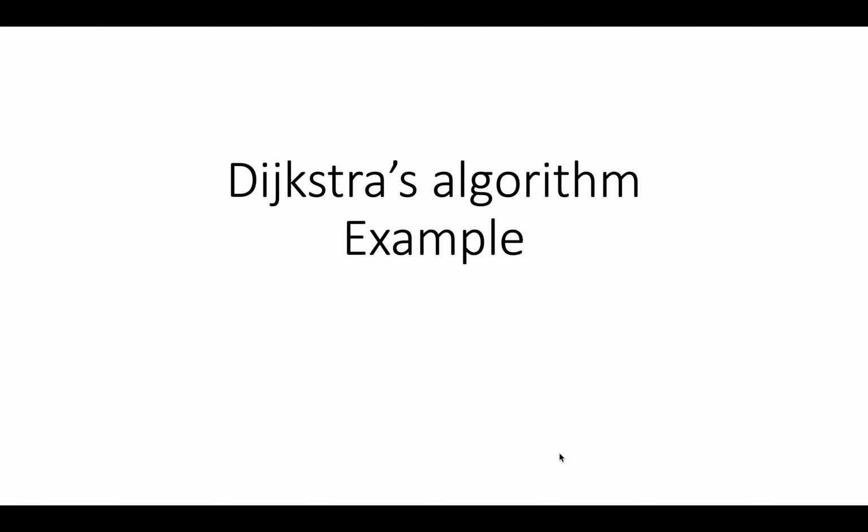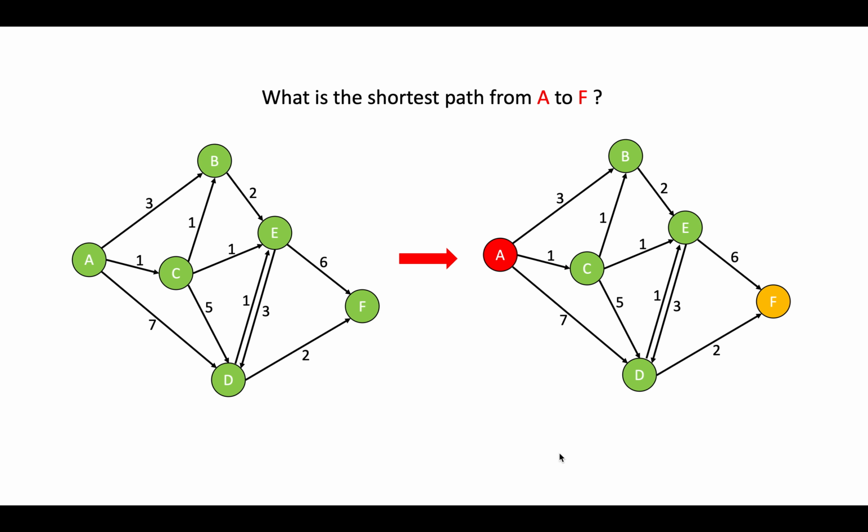Hello everyone, I'm here to give you an example of Dijkstra's algorithm. So basically, Dijkstra's algorithm tells us the shortest path from one node to another node given a graph, right? So suppose we have a graph like this and we want to go from node A to node I. Our question is, what is the shortest path between these two nodes?